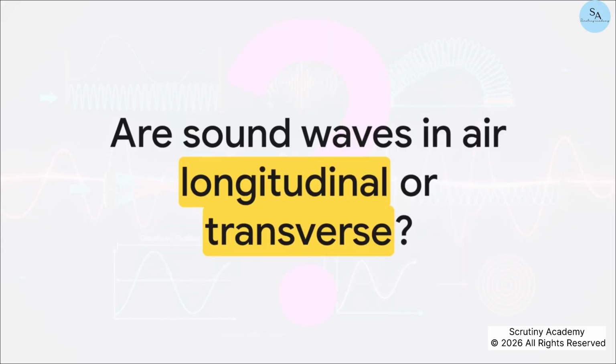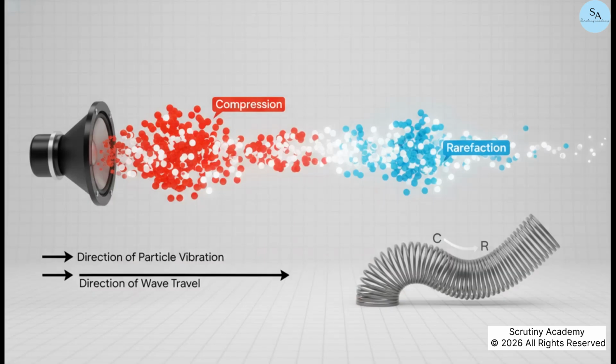We've examined all the evidence. We've got our two main suspects, longitudinal and transverse waves. It's time to solve the mystery. What kind of wave is sound? And the verdict is sound waves are longitudinal waves. It makes perfect sense when you think about it.